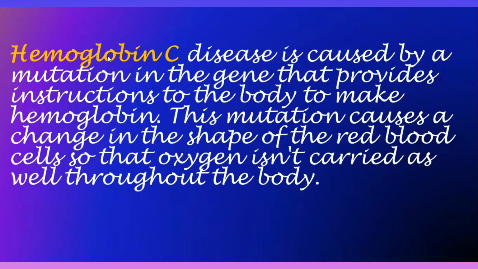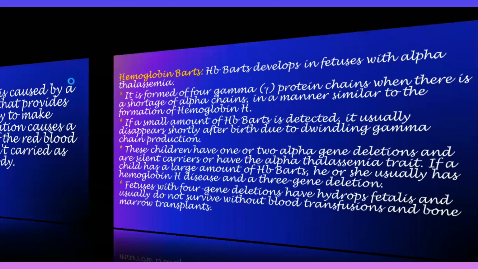Coming to hemoglobin C, this disease is caused by a mutation in the gene that provides instruction to the body to make hemoglobin. This mutation causes a change in shape of the RBC so that oxygen isn't carried well throughout the body. This is also because of lack of oxygen. Oxygen is not carried around the body, then we will again feel pain and many more.